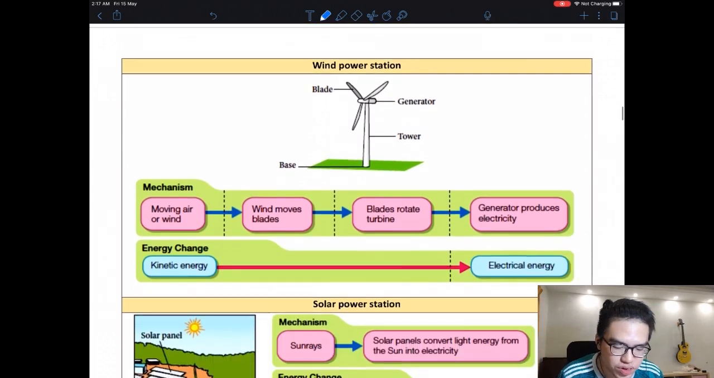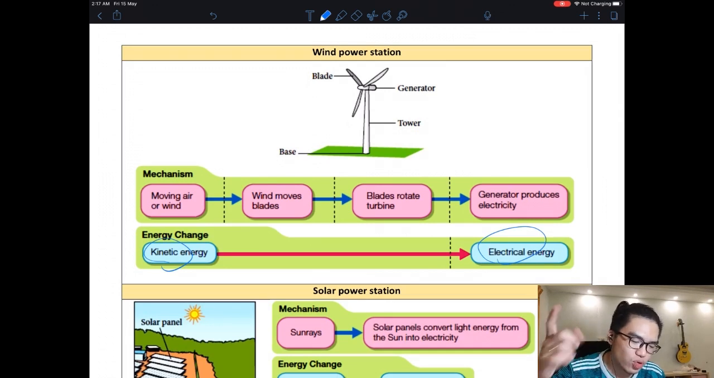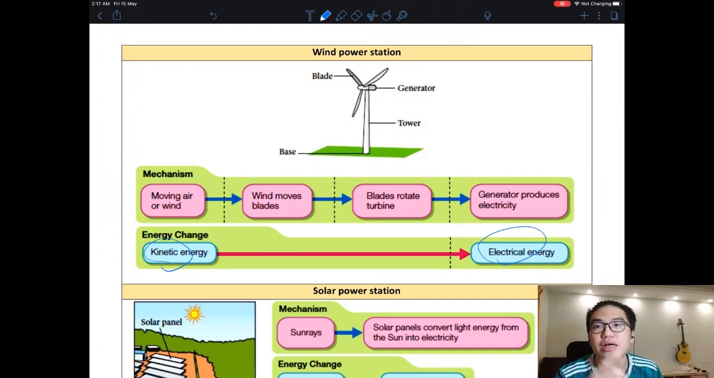And next you have wind. This is very straightforward, a straight change from kinetic to electrical. So basically the wind blows the generator and then it spins. A lot of people ask me, sir, why don't we have windmills in Malaysia? Here's the thing. Malaysia doesn't have a lot of wind, because we're surrounded by islands, we're surrounded by Indonesia, we are at the South China Sea. That's why you don't get a lot of wind.